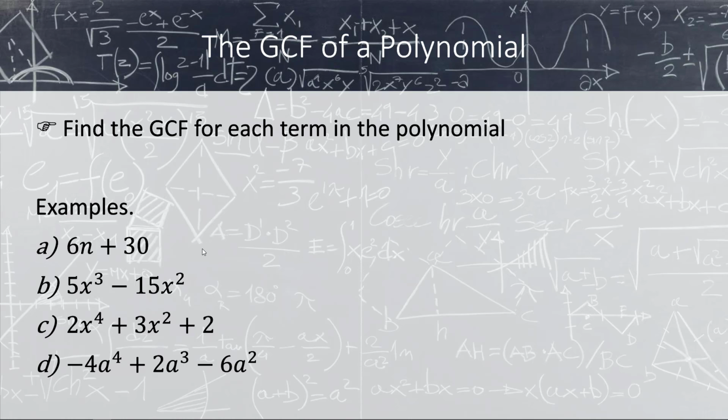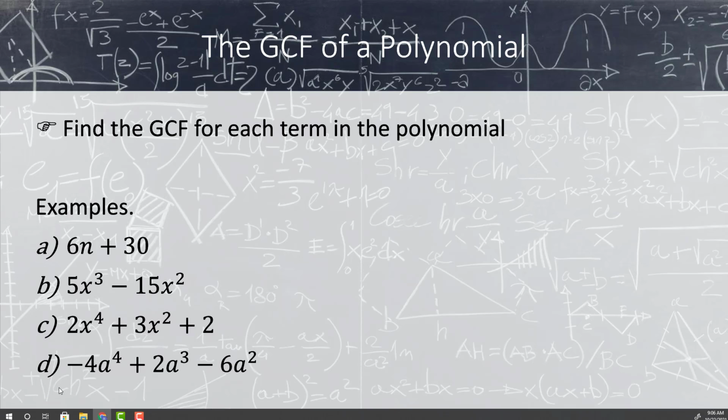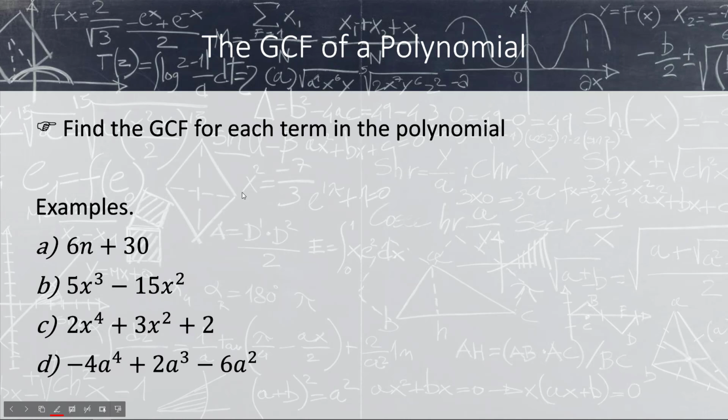And here we have some pretty quick examples. For the first one, we have the polynomial 6n plus 30. It is a binomial, and we can use the tools we learned in our previous section to find the greatest common factor, and we will find that the greatest common factor for this would be 6. So for here, the GCF is equal to 6.